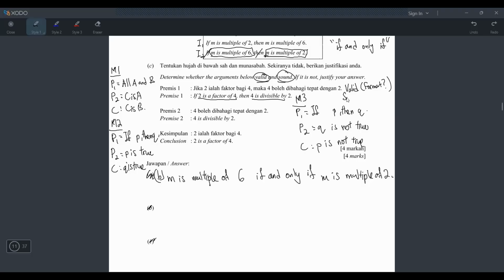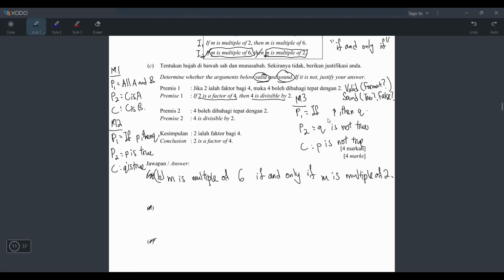And then what about sound? How to know it's sound? Sound means it has to be true or false, right? If it's all true, then sound. If not, if one of it is false, then not sound.